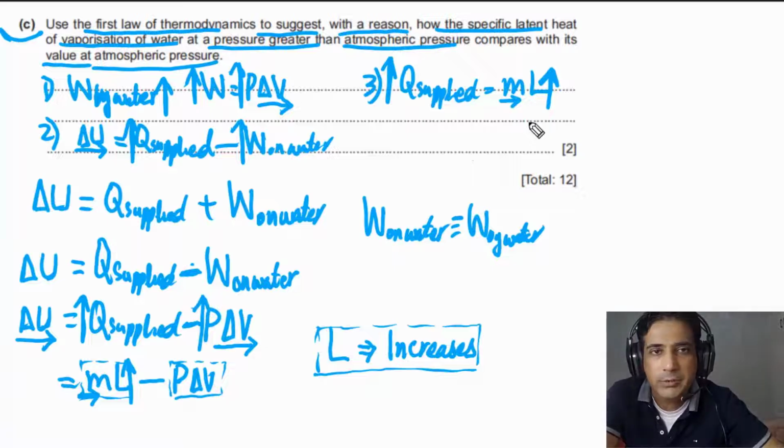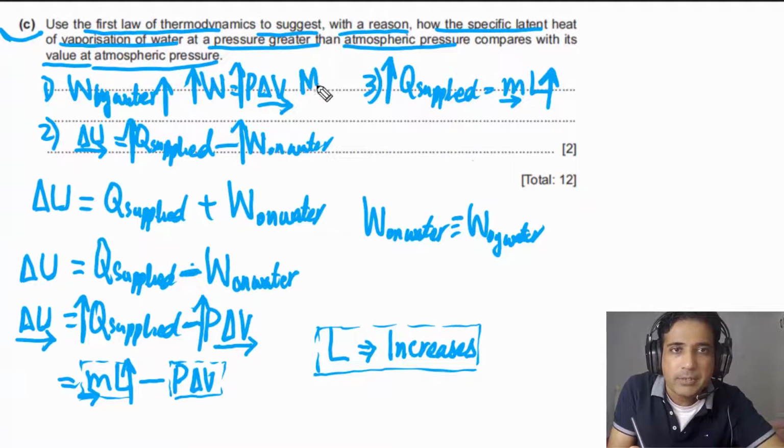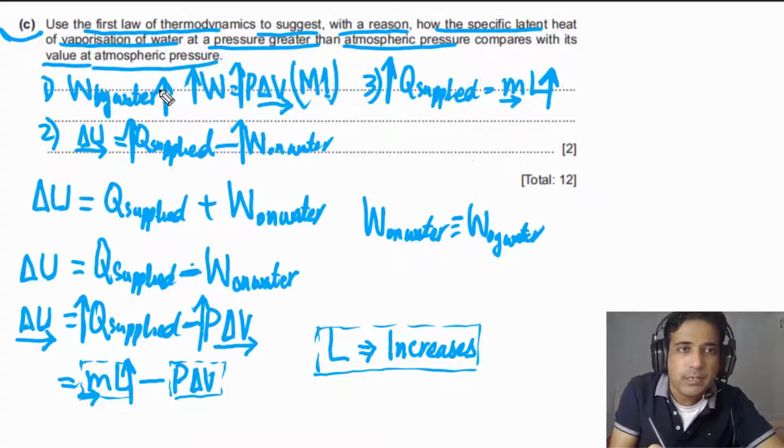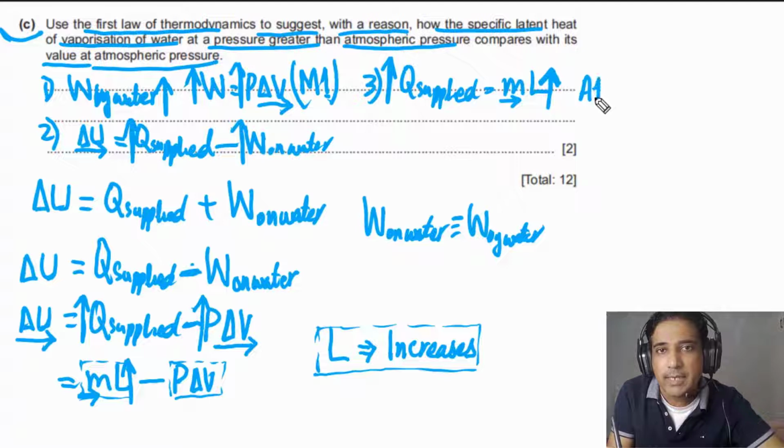This question has 2 marks. If you have mentioned these points, you will get 2 marks. The first mark is M mark. It means if you have mentioned that work done by water increases because P increases, you will get 1 mark, and this is M mark. And the second mark you will get if you have used this reasoning and you have explained that Q increases and then you have mentioned L increases, you will get the second mark, and that is A mark.